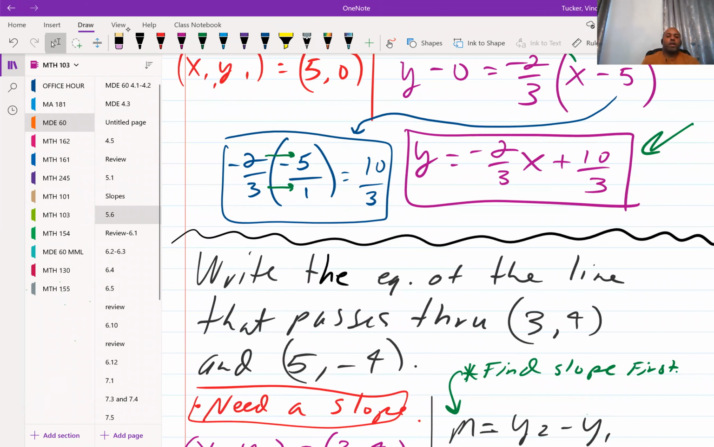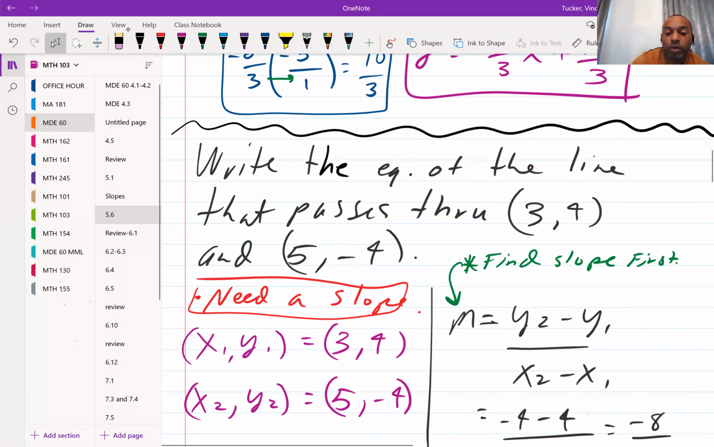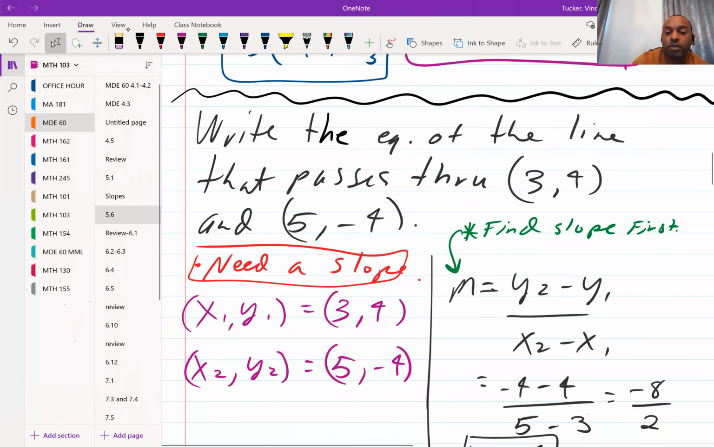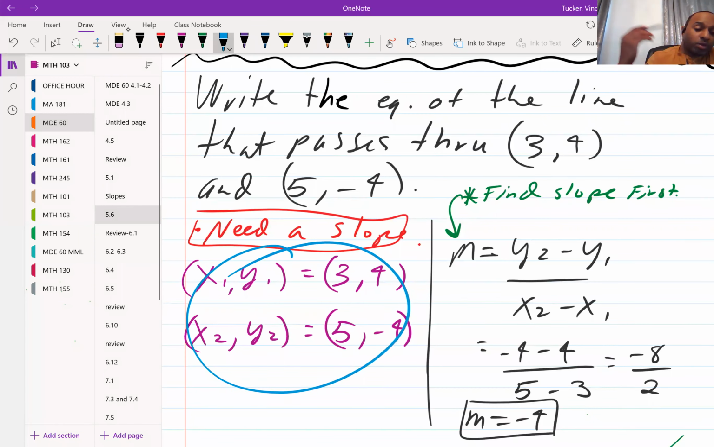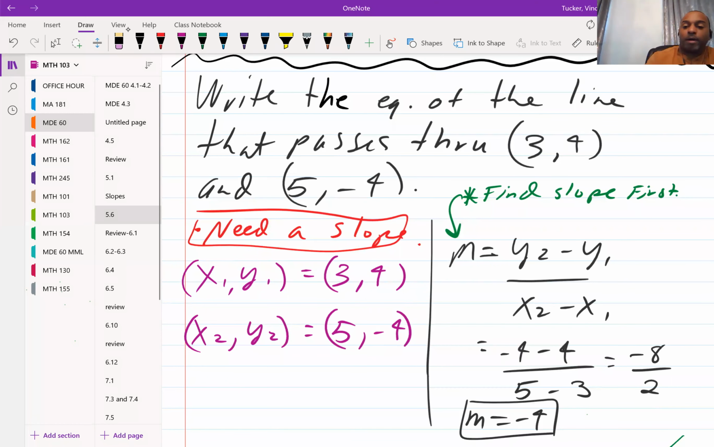For the next one, write the equation of the line that passes through the points (3, 4) and (5, -4). Notice this time they didn't give us a slope, but they gave us two points. So we need a slope in order to create the equation of the line. We'll find that first by using the slope formula: y2 minus y1 over x2 minus x1. Once again, I always establish which one I'm calling point 1 and which one I'm calling point 2 first, and then I go about my substitution. So that'd be -4 minus 4 on top, 5 minus 3 on bottom. Gives me -8/2, which is -4.